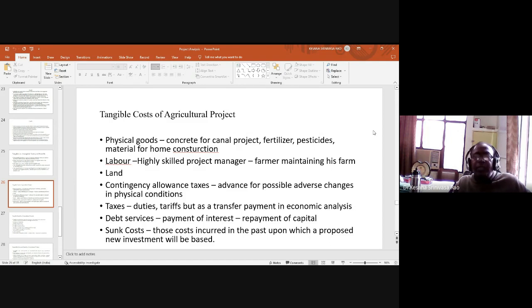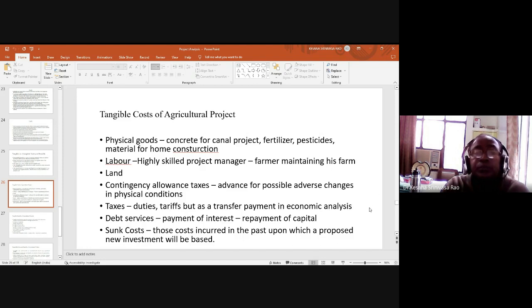But as a transfer payment in economic analysis, from that point of view, we can say that whether there is any transfer payment which has taken place, that is also one of the tangible costs in this project. Then debt services, for example, payment of interest, repayment of capital, so these are also tangible costs. Then sunk costs, those costs incurred in the past upon which a proposed new investment will be based. So those are the things which you have to see.